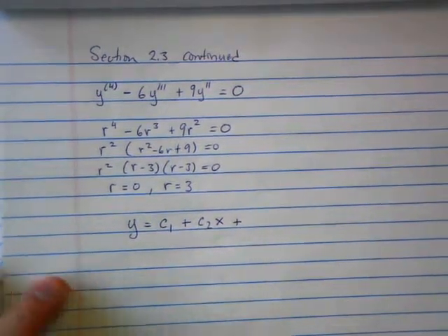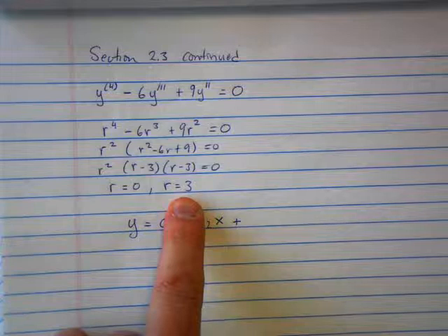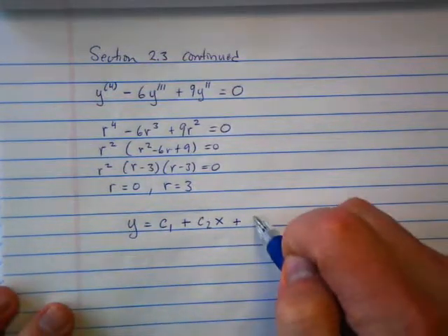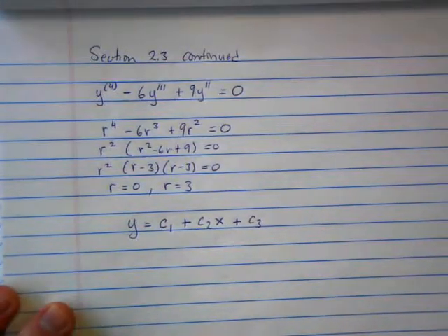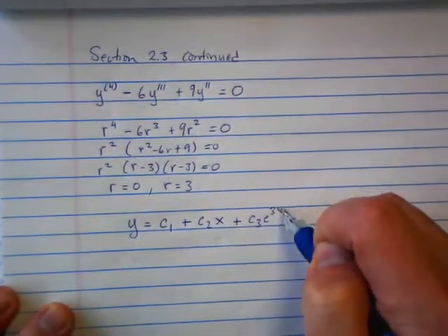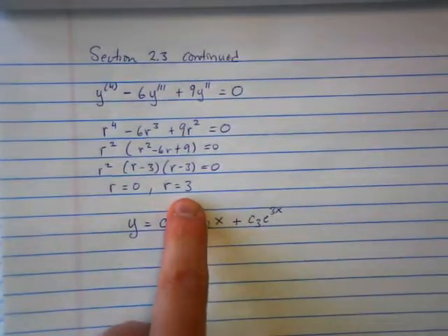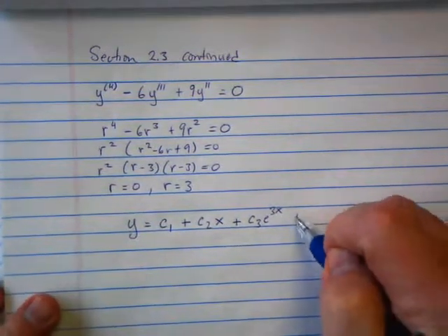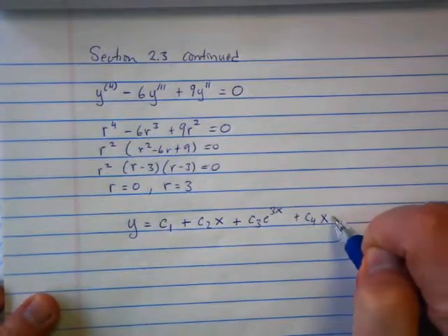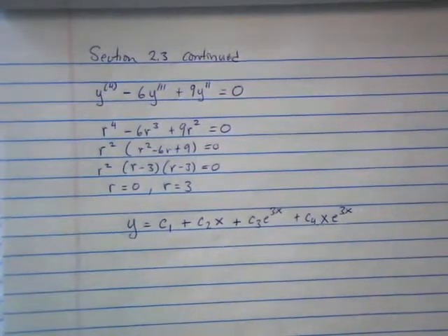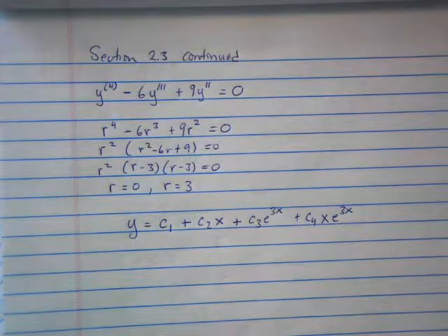Plus, all right, so now we have r equals 3 as a root. So what does one of our solutions have to be? c3 e to the 3x. And once again, r equals 3 has multiplicity 2. So we need another one that involves e to the 3x. So we're going to have a c4 x e to the 3x. There would be our general solution to that equation. Questions on that? That gives you a better understanding of how those repeated roots work.